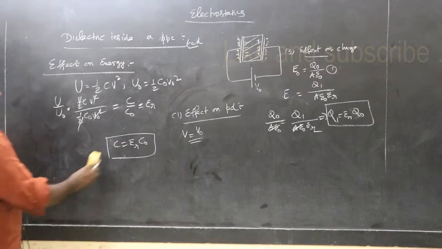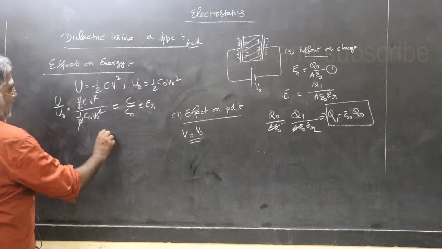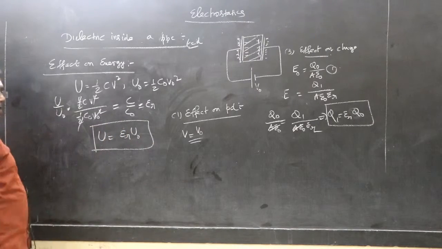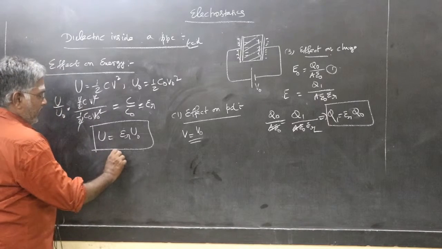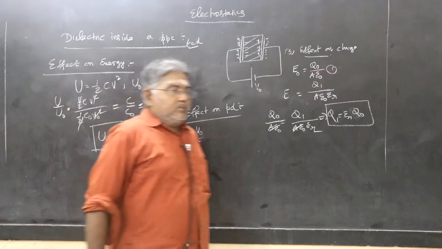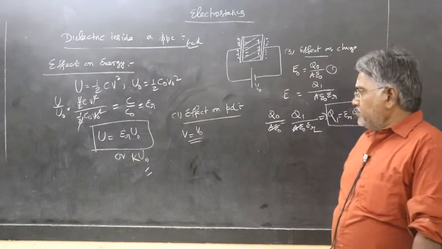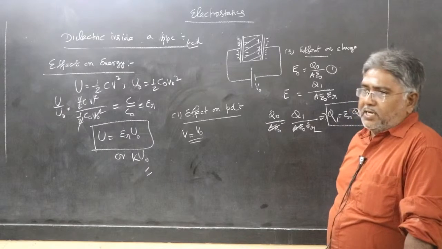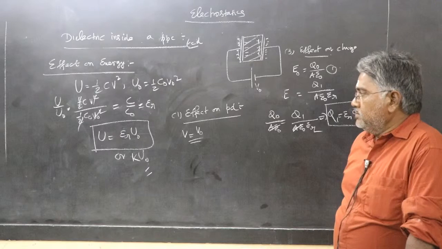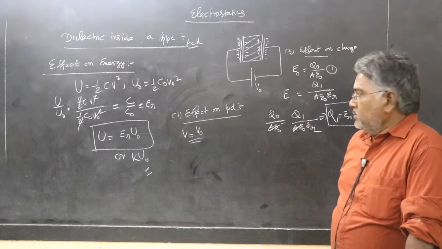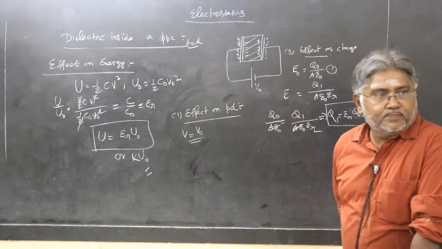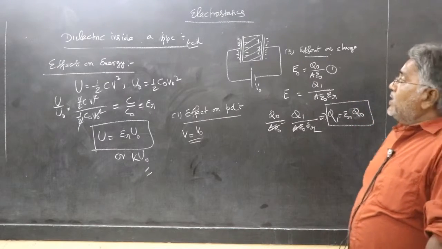Therefore, U is equal to epsilon R times U naught, or K times U naught, where K is the dielectric constant. Understood? So if you know the method, you can easily derive all these things. This is the case when T equal to D.